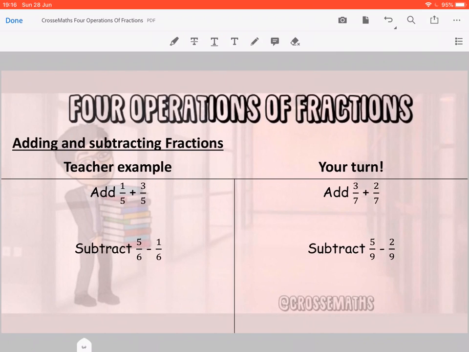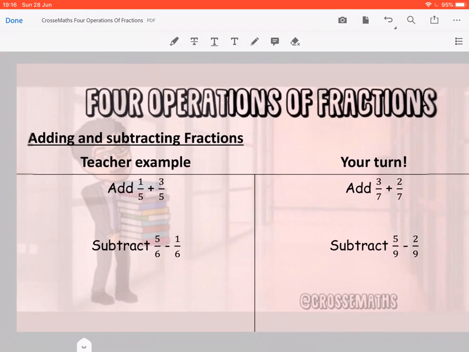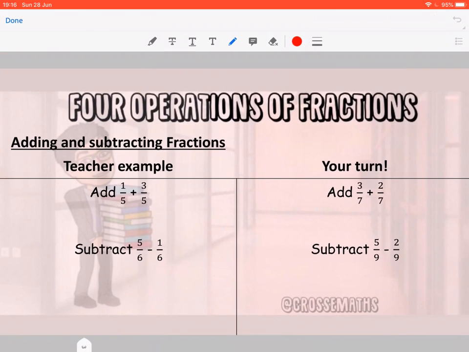Right then, so moving on to adding and taking away fractions is what we're doing today. Really straightforward adding and taking away fractions, okay? What I'd like you to do, think about this on the left hand side. I've got 1 over 5 plus 3 over 5.